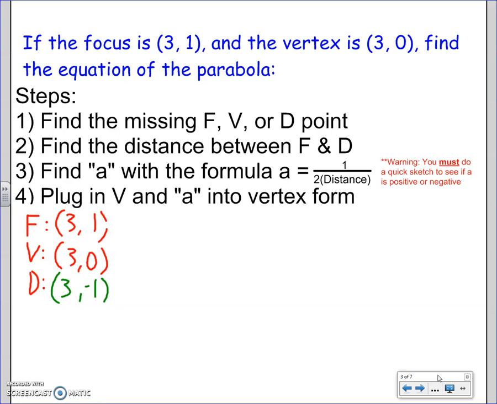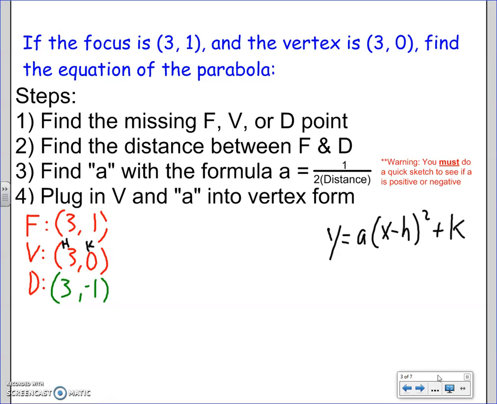So let's talk about this. Our end goal, remember, is to plug into this formula. Y equals A x minus h squared plus k. We have hk already. We have the vertex, hk. We got to find A. A has a special formula.